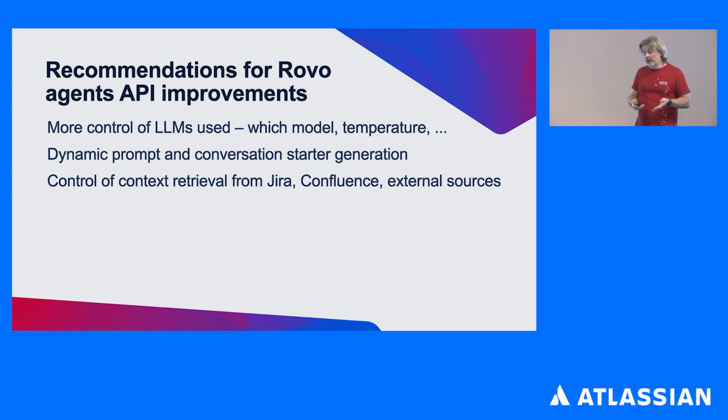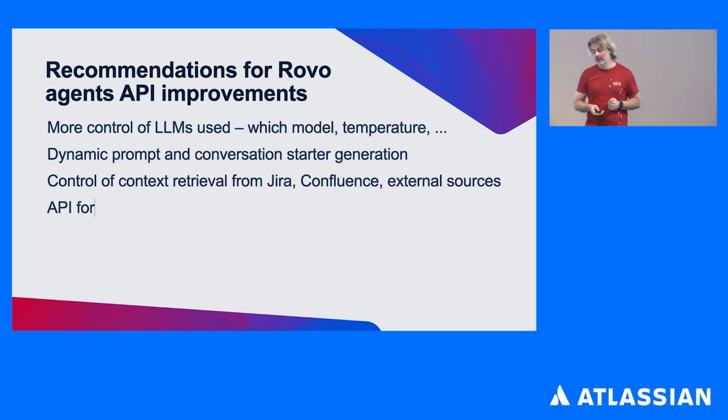It would also be better to have more control of context retrieval from Jira, Confluence, and other external sources, and of what exactly is injected there. Currently you don't see the final prompt with all the context data that is sent to the LLM. So if the answer was bad, you don't know whether there was information in the prompt that could be used to get the answer, or whether there wasn't. It's hard to understand that.